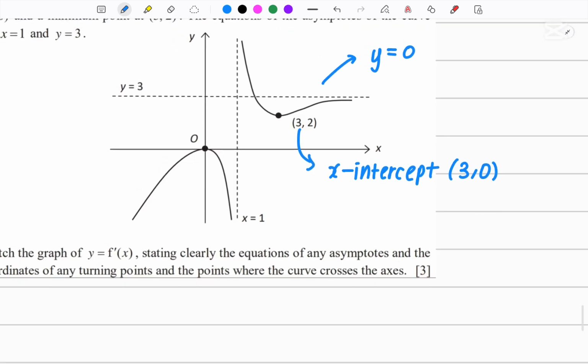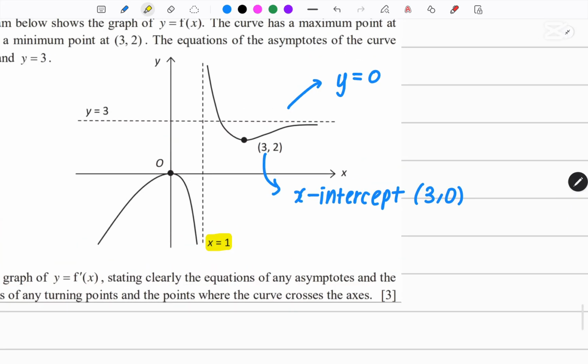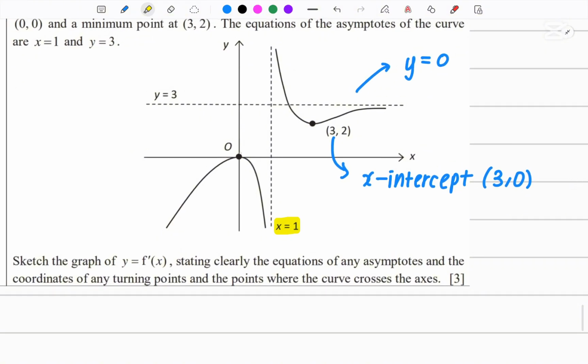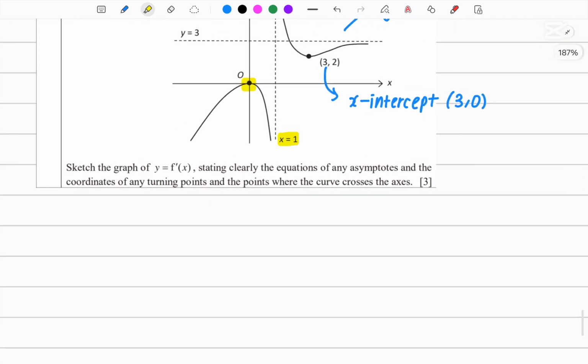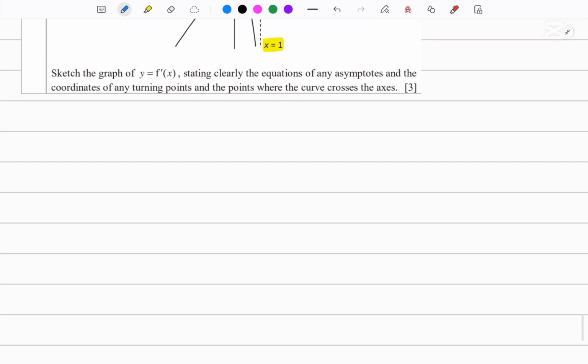Okay, vertical asymptotes will stay the same. So we will keep this x equals 1 in mind later. Okay, and as for the intersection at the origin here, we will still keep that for later. Okay, so without further ado, with all this information, let us sketch out this graph. Okay, so certain things will be left behind.